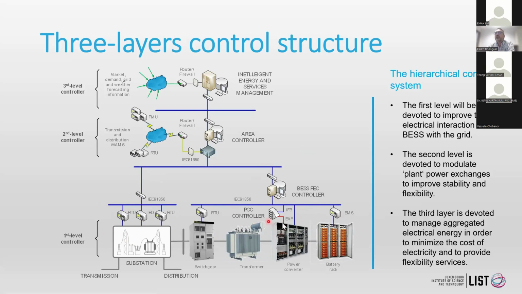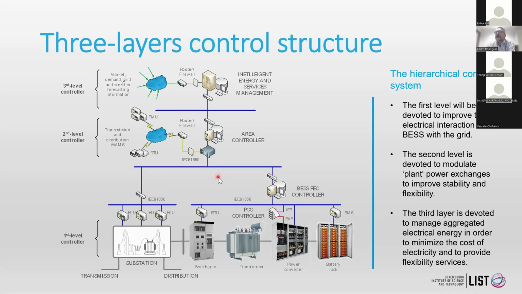And here at the right side you have the batteries, the power converter, transformer, the switchgear. At this level is where the first level controller is installed. It communicates very fast with the power converter, and modifies its power references for reacting to the variation of the magnitudes at the point of connection of such a power converter.